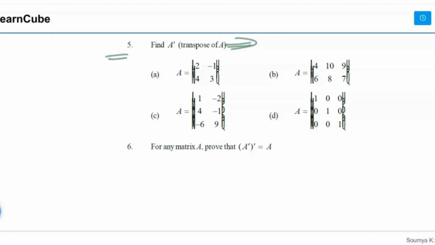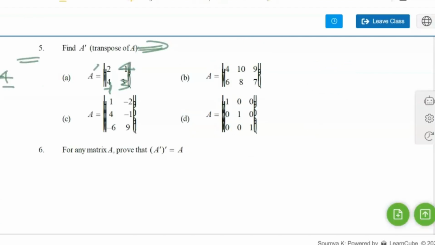If this is the given matrix, you have to find A transpose. In that case, it will be 2, 4 and 2, minus 1, 3. Okay, the final solution is like that. 2, minus 1, here 4 and here 3. First row becomes first column and the first column becomes first row.